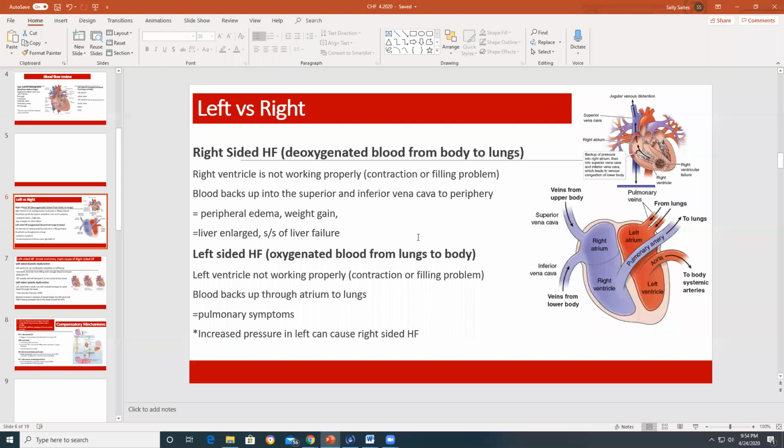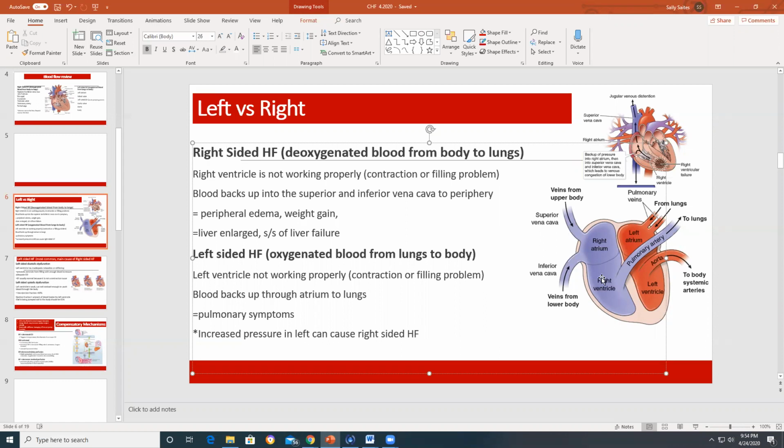Okay, so let's talk about left and right-sided heart failure. Right-sided heart failure is not as common as left, and left-sided heart failure can cause right-sided heart failure. So if we're looking at the right side of the heart here, we have our deoxygenated blood from the body going up into the pulmonary artery to the lungs.